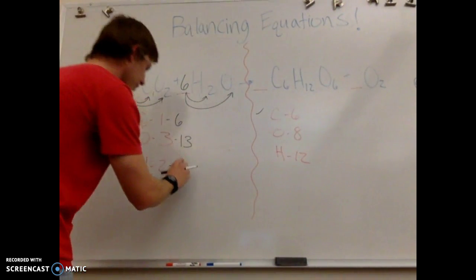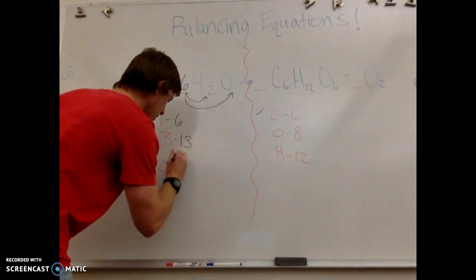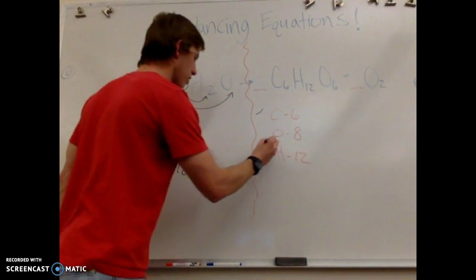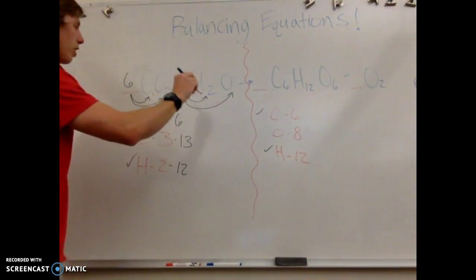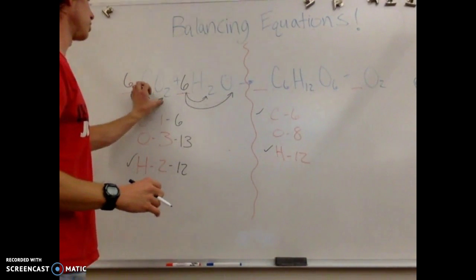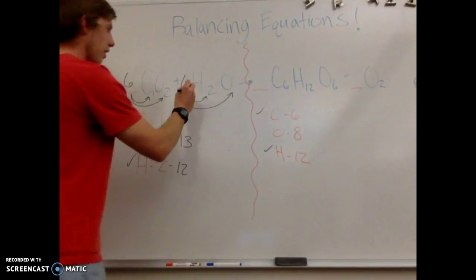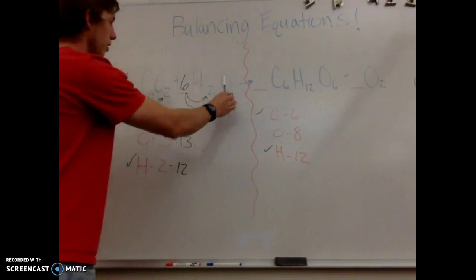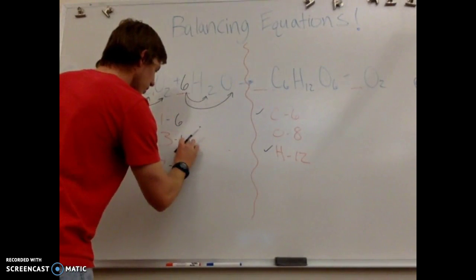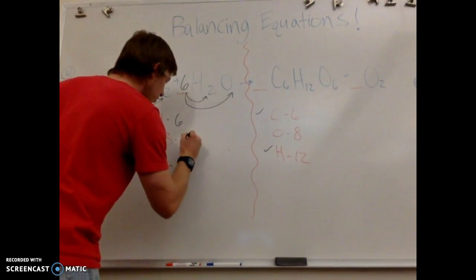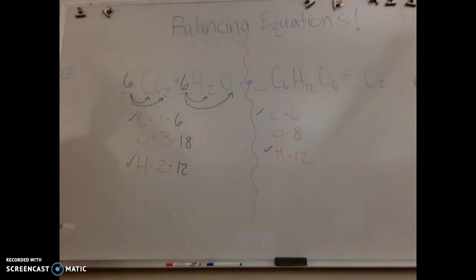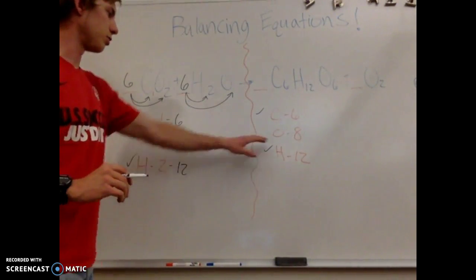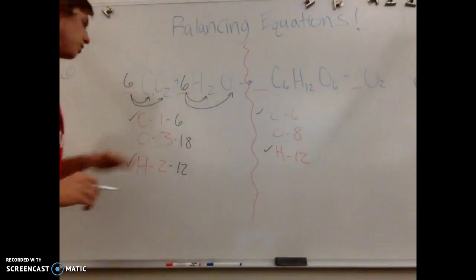So now we have 12 hydrogens, which is what I was going for again. So that checks out now. But we have to count up all the oxygens. So we have 6 times 2 here, which is 12. And we have 6 times 1 here, which is 6. So we have 12 plus 6 equals 18. So now, last thing to do is we need to get the oxygens equaled out.